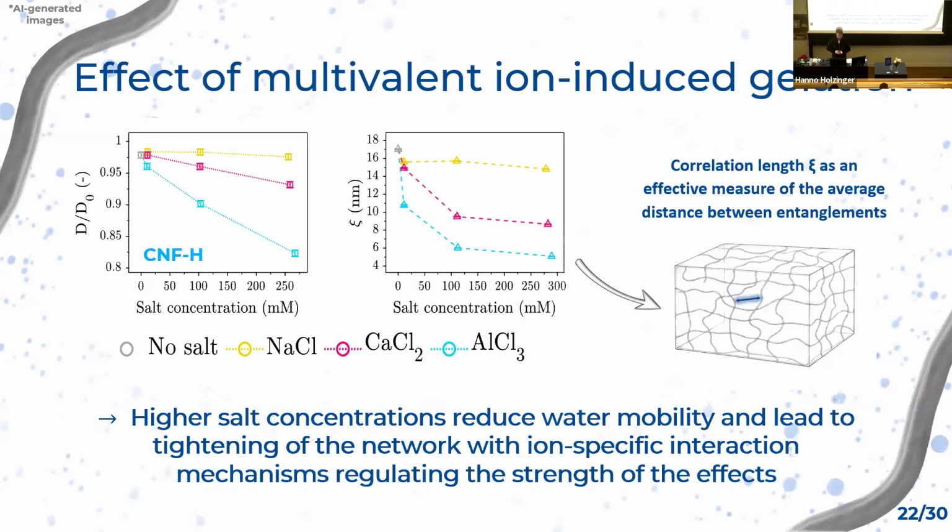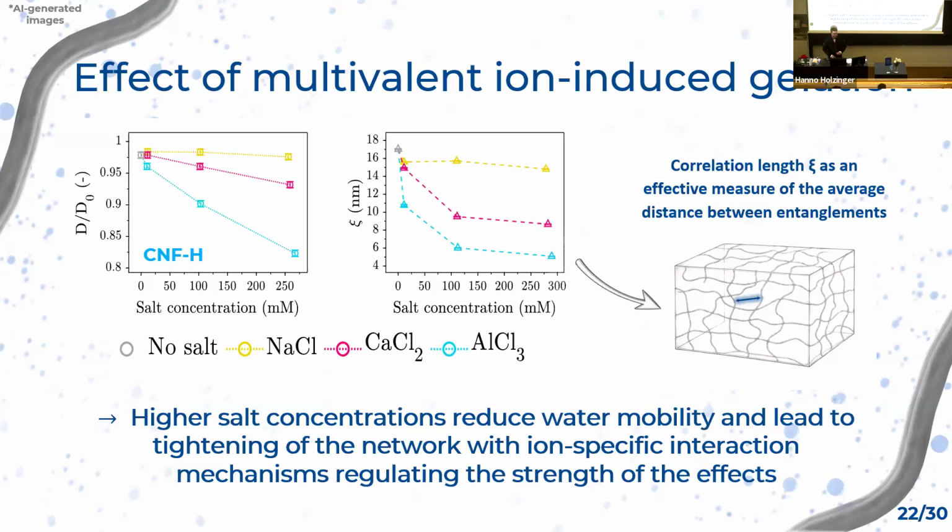With calcium chloride now, following the red lines underneath directly, we see a much stronger effect in decreasing the water diffusion and the correlation length. And we can see that the bridging between the fibers leads to a tighter network, as seen here in lower correlation lengths, and therefore also slower water diffusivity in these systems.